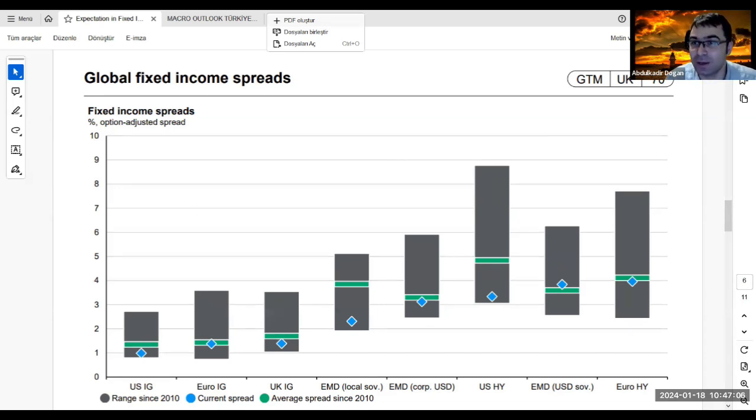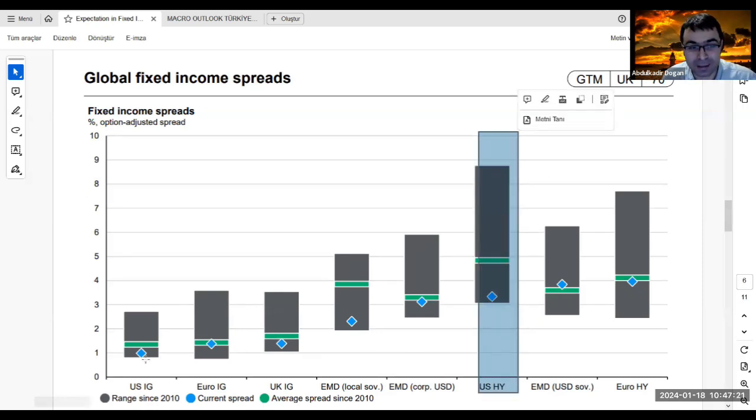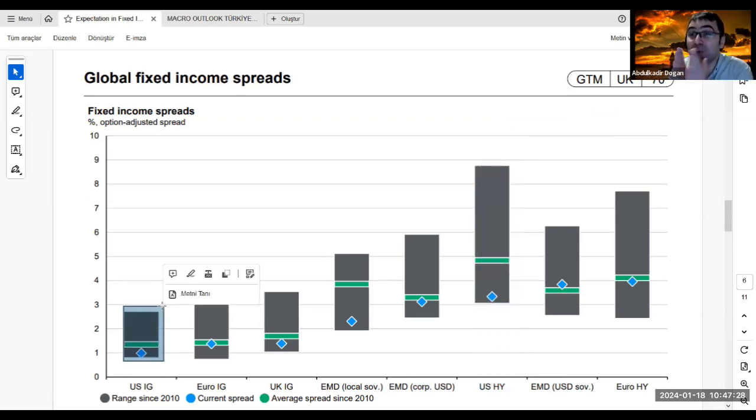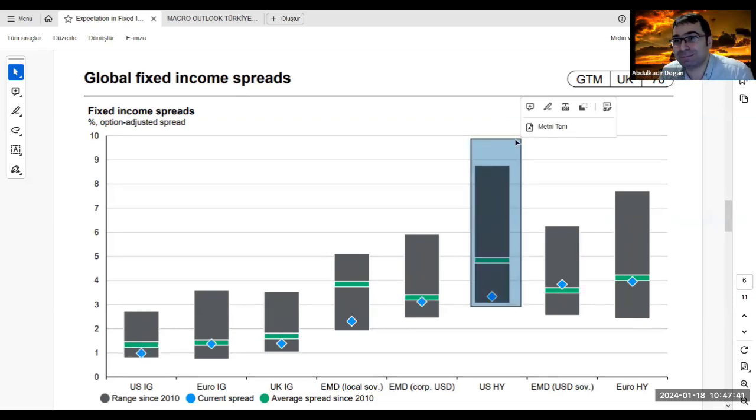I'm focusing on the slides. As you see here, the fixed income spreads between the countries in high yield are higher, because high yield is high risk and its spread is really high. But when you go to the investment grade of the United States, there is no spread because it is almost no risk, no return, zero return, zero risk. But the high yield bonds are offering high yields. So their spread will be high because they have risk.